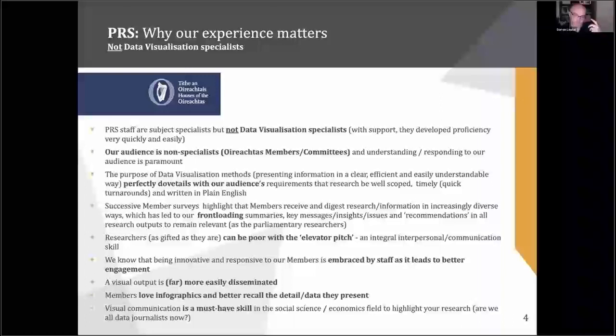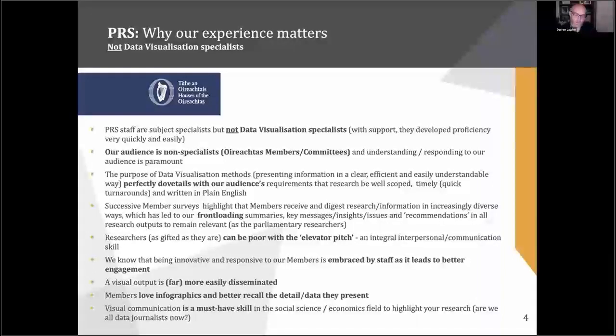Researchers, as gifted as they are in their subject specialism, can be quite poor with the elevator pitch idea, the idea that you can give a three-minute summary. You only get the members' attention very sporadically, and when you have it, you have to be quite clever about how you use it. And it's an integral skill for people to learn, particularly students.